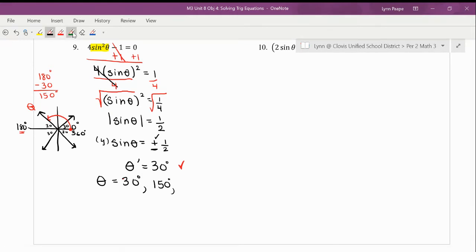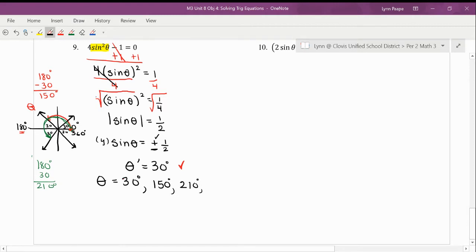Two more though, right? I've got to find two more. So we're going to start from 0, and I'm going to rotate past 180 until I get to quadrant 3. Well, how far past 180 did I go? I went the reference angle amount, so 180 plus the 30 degrees. So then that third one will be 210 degrees.